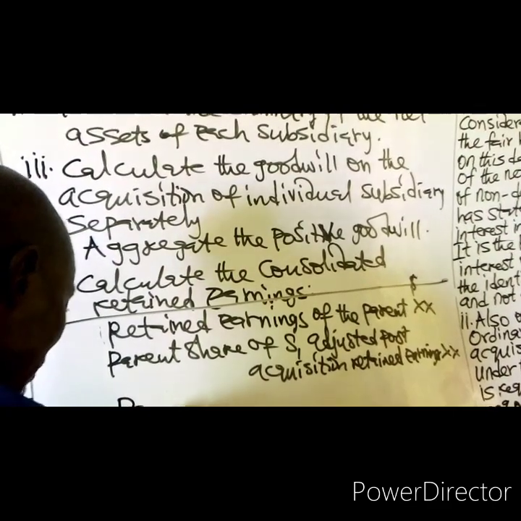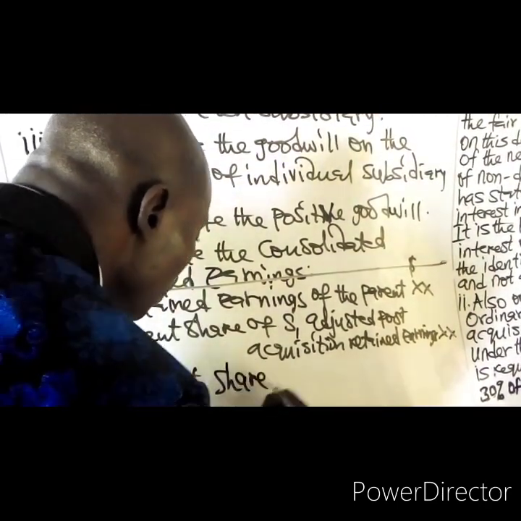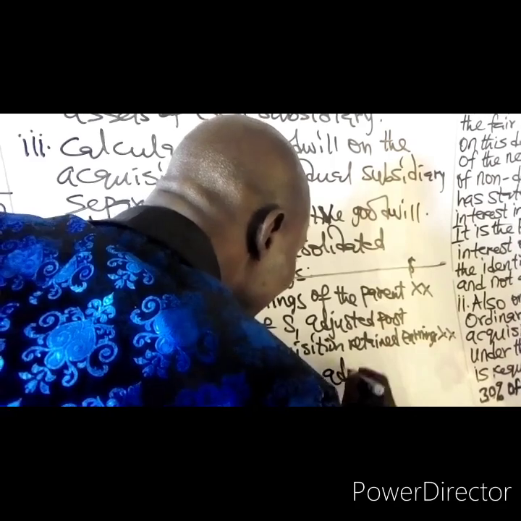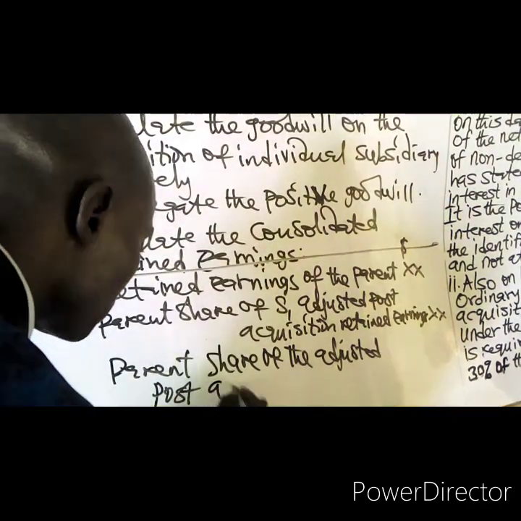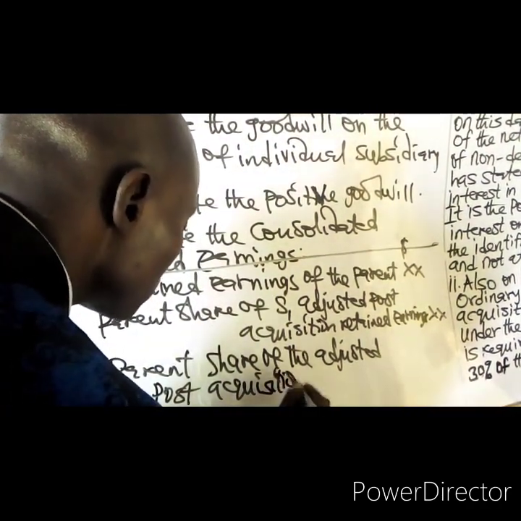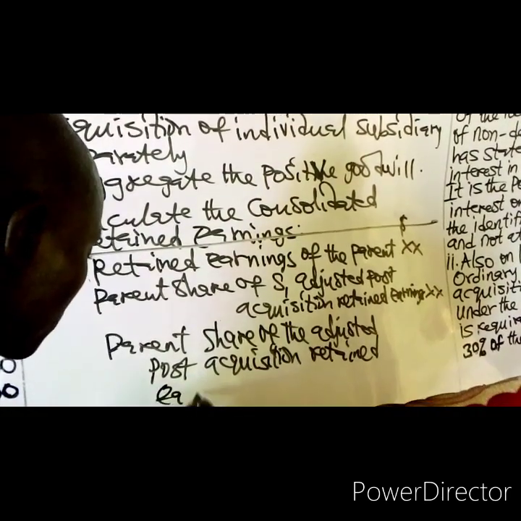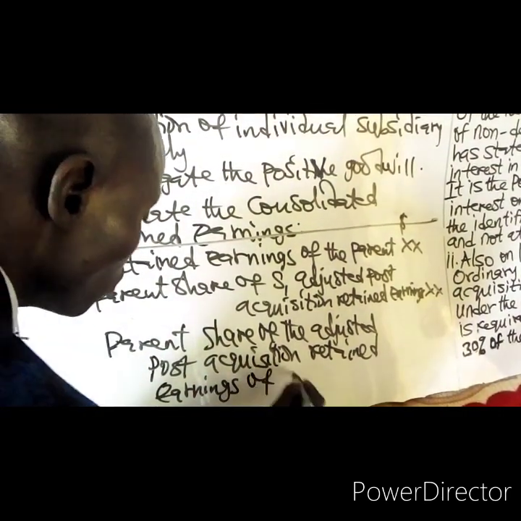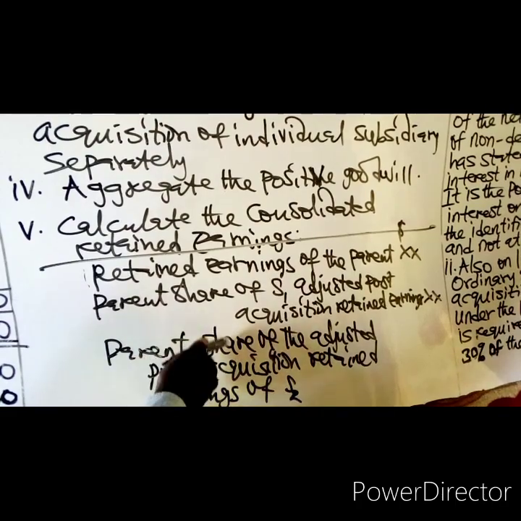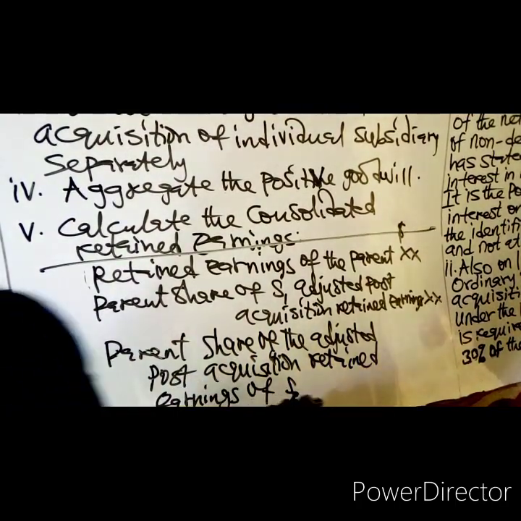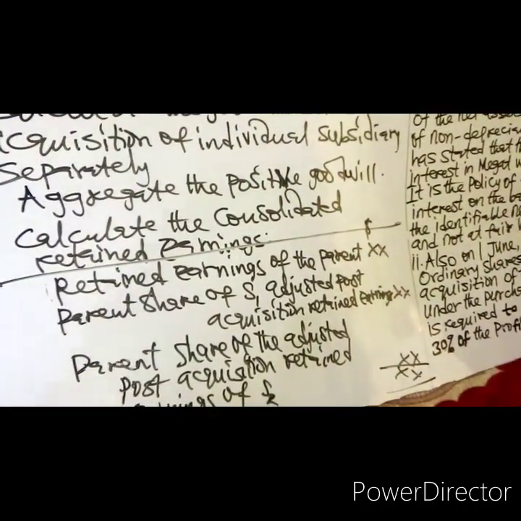We also have the parent share of S2. Remember, S1 and S2 are fellow subsidiaries of the parent. Parent share of the adjusted post acquisition retained earnings of S2, meaning the percentage of parent holding in S2 multiplied by S2 adjusted post acquisition retained earnings. So then you get the consolidated retained earnings.